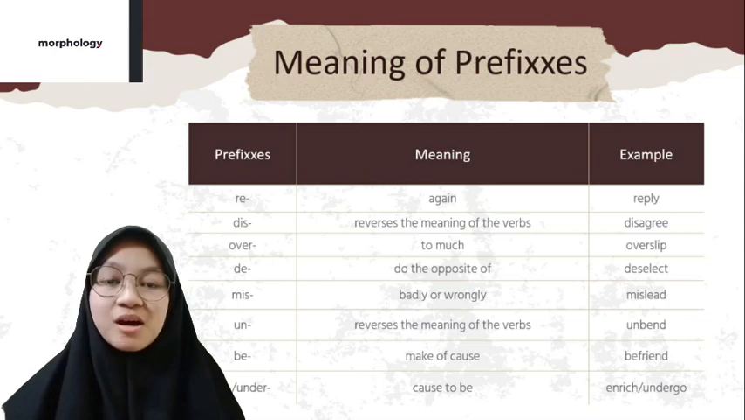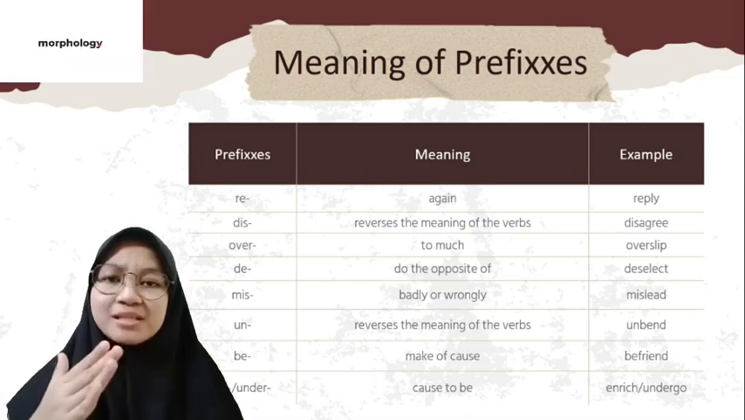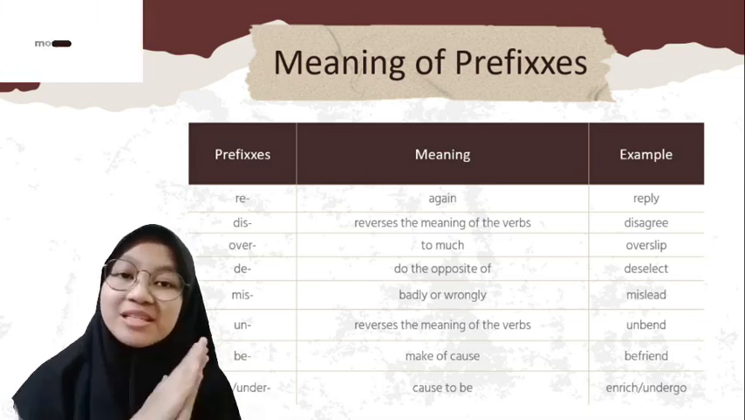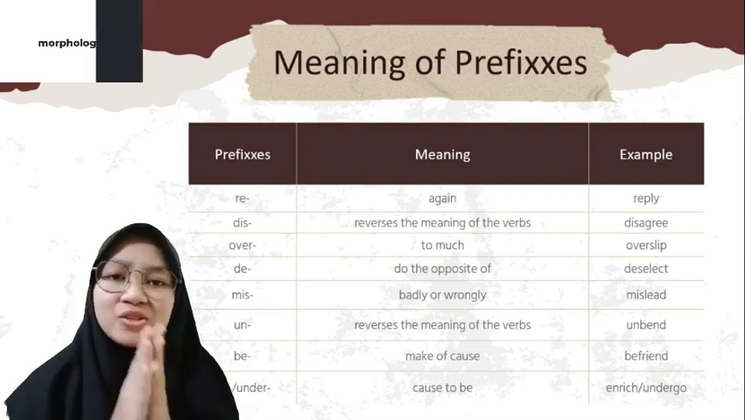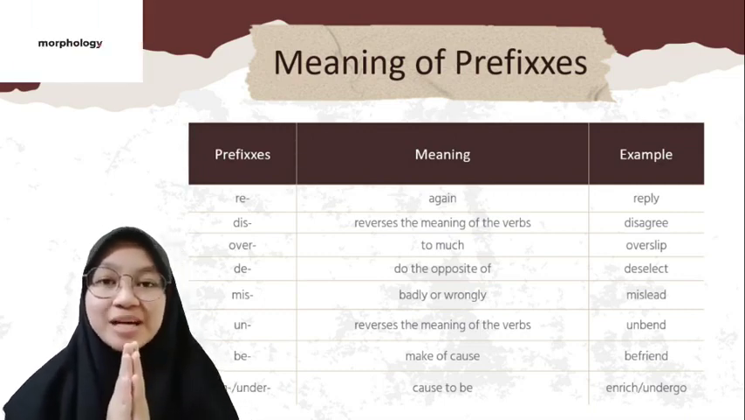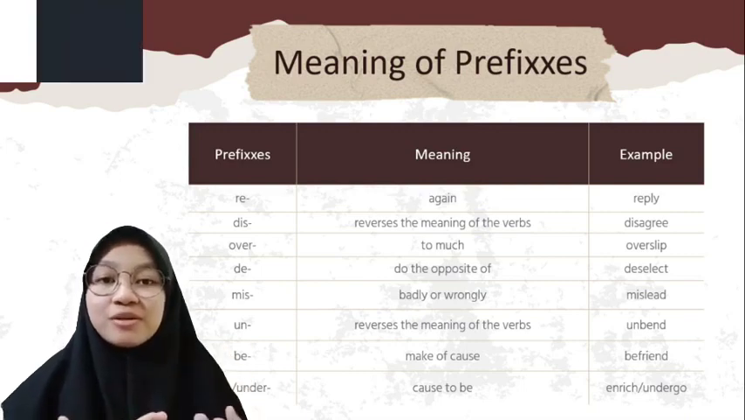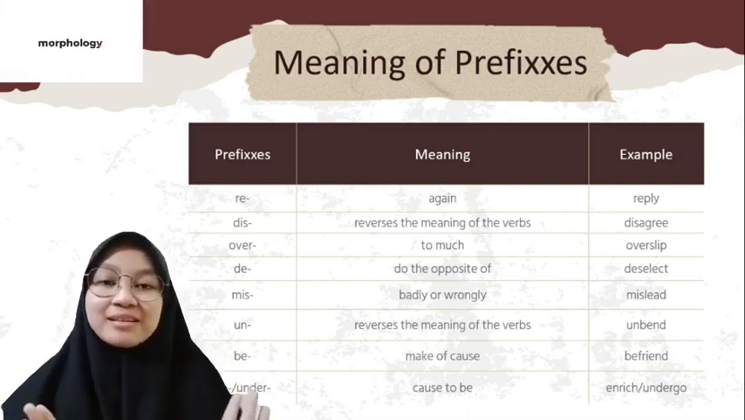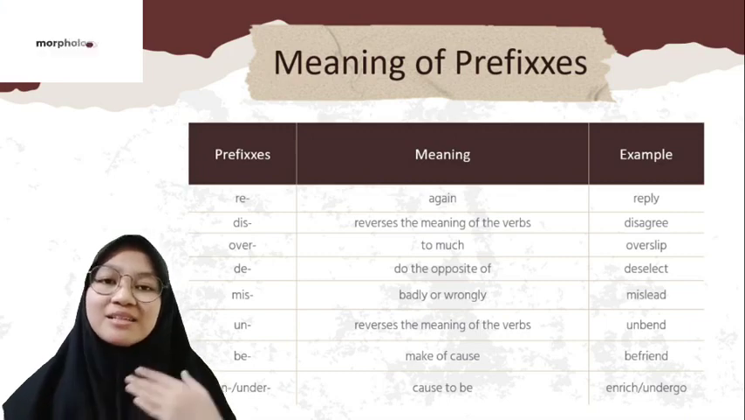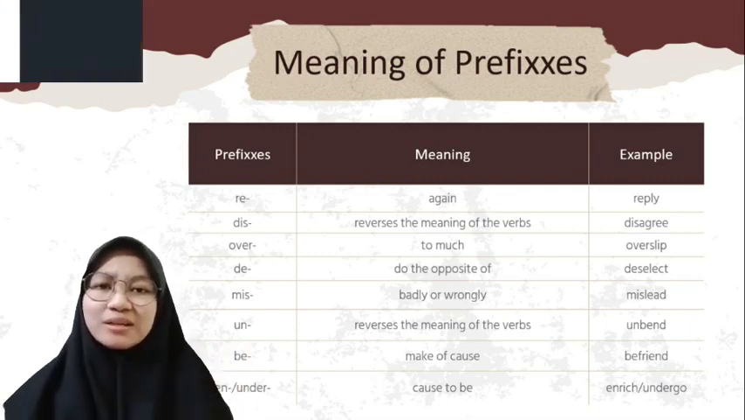Next is over. Over means too much. For example, oversleep. In the sentence, sorry, I overslept and missed the bus. Next is de. De means do the opposite of. For example, deselect. In the sentence, I deselect the song that I hate to hear.